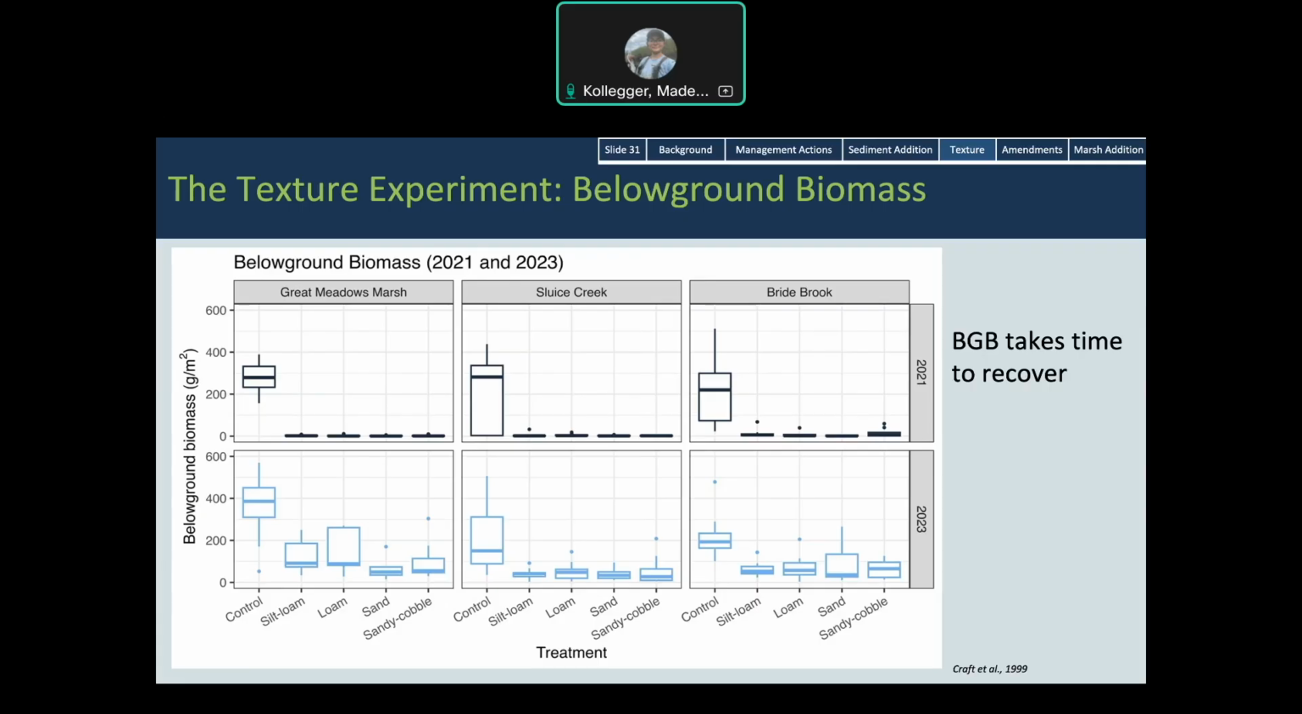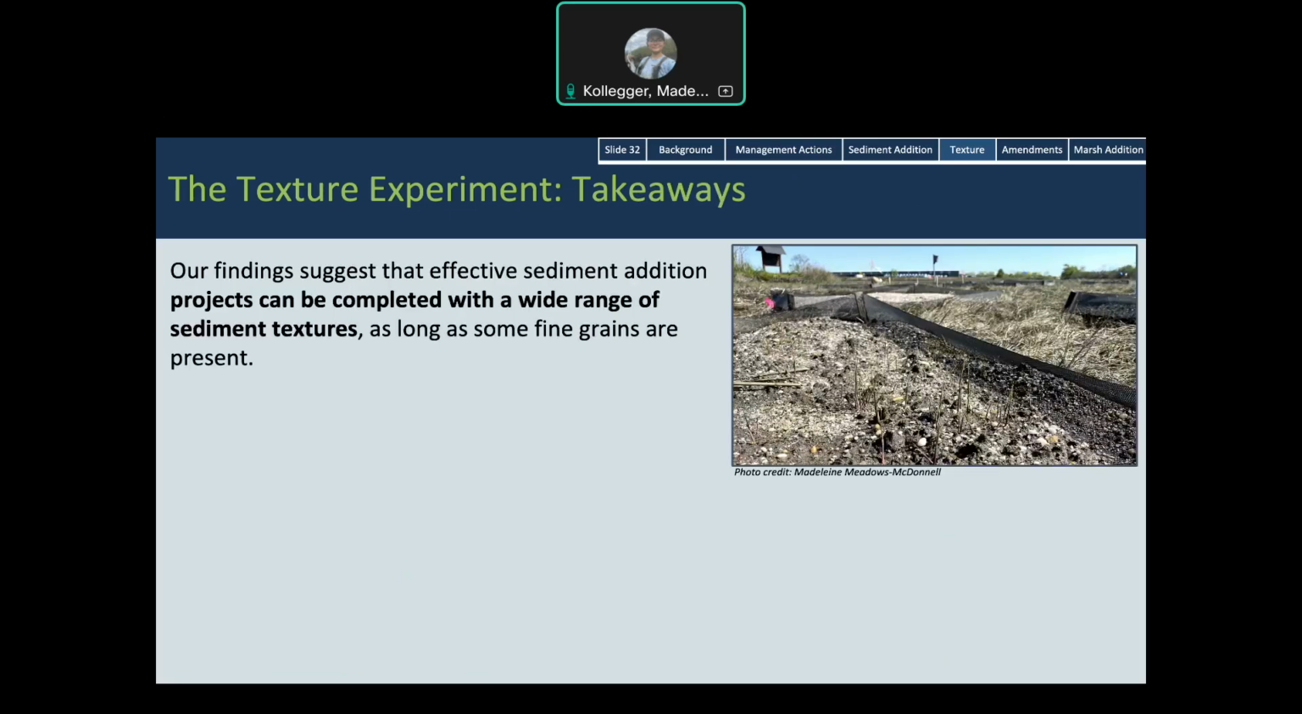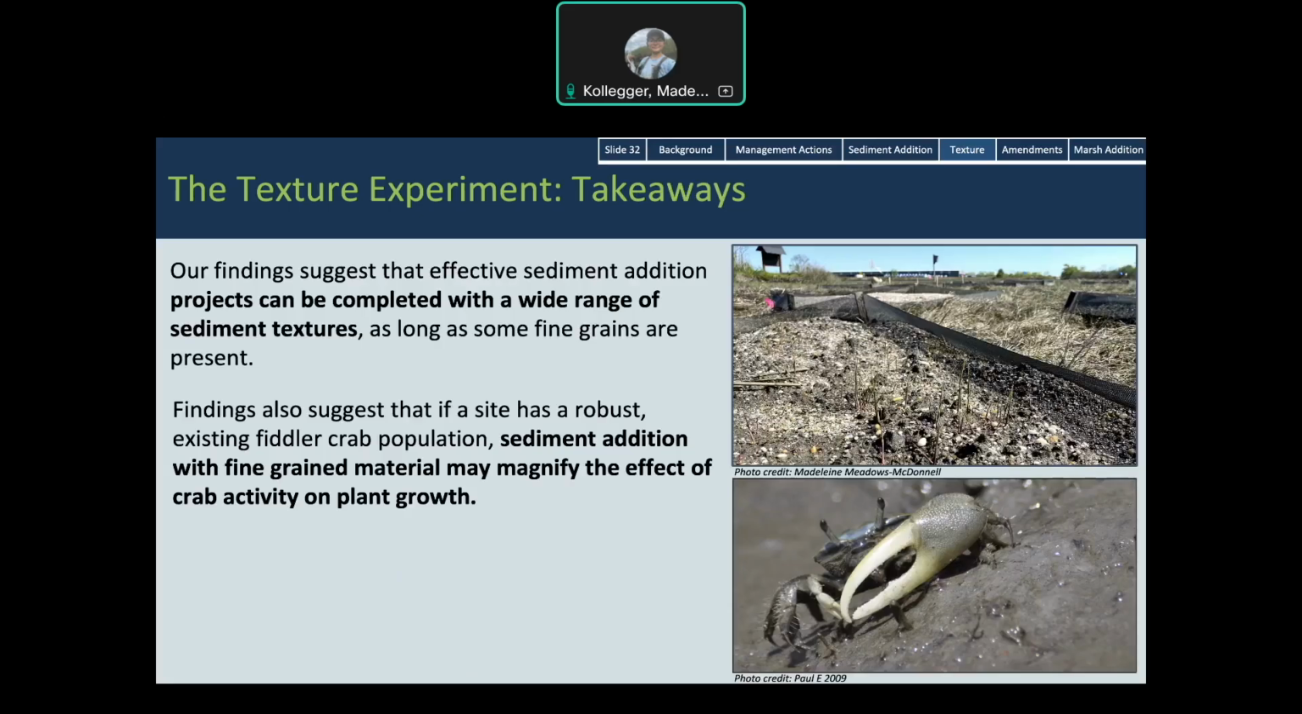But this is one of those things that we would need to measure over longer periods of time, right? So above ground biomass may grow pretty quickly within 3 years, like we saw in our first chapter, but it may take much longer for below ground biomass to meet that reference level. And so the big takeaways of this chapter are that our findings suggest that effective sediment addition projects can be completed with a wide range of sediment textures as long as some fine grains are present. Also, findings suggest that if a site has a robust existing fiddler crab population, sediment addition with fine grain material may magnify the effect of crab activity on plant growth.